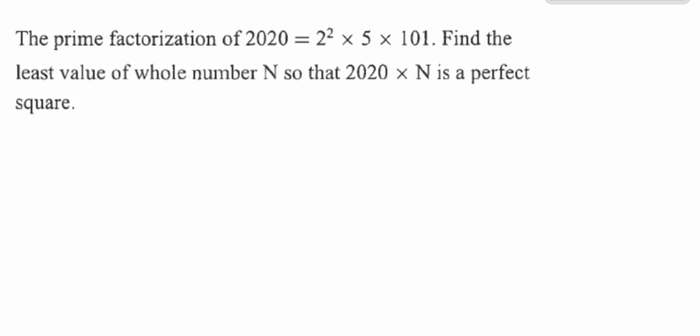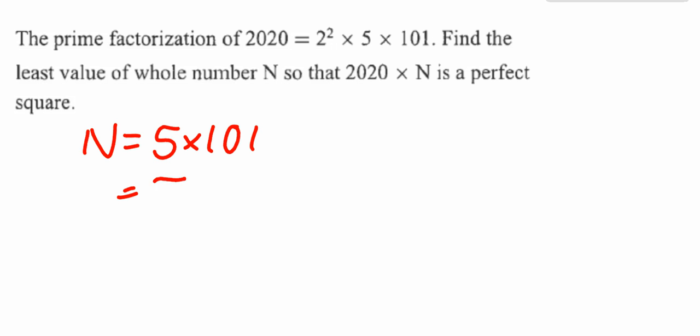So that means that 2020 times 5 times 101, that's what n would need to be, which is going to be 505. So 2020 in itself is not a perfect square. To make it a perfect square, you need each prime factor to occur an even number of times. You need at minimum 1 more 5 and 1 more 101.